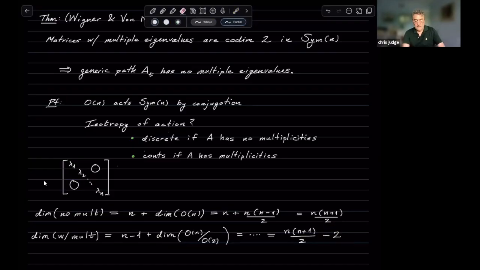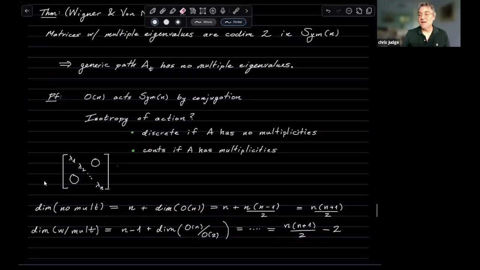Okay, so that's a cool fact. I really love this fact. But I'm not the only one who loves this fact.